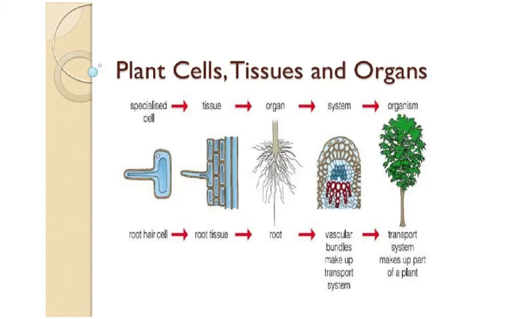This is another example from the plant system, or the plants which we have to study. We have to study different plants and animals. So one of the plants that here we are considering has a specialized cell, which is a root hair cell. And then we have the root tissue, and then of course the organ is the root. And the system is the vascular bundles which make up the transport system. And this whole transport system results in a tree, which is an organism. So a specialized cell, then tissue, then organ, and then a system, and then an organism. So please relate this with plants and animals whenever you're studying the different cell, tissue, the levels of organization.